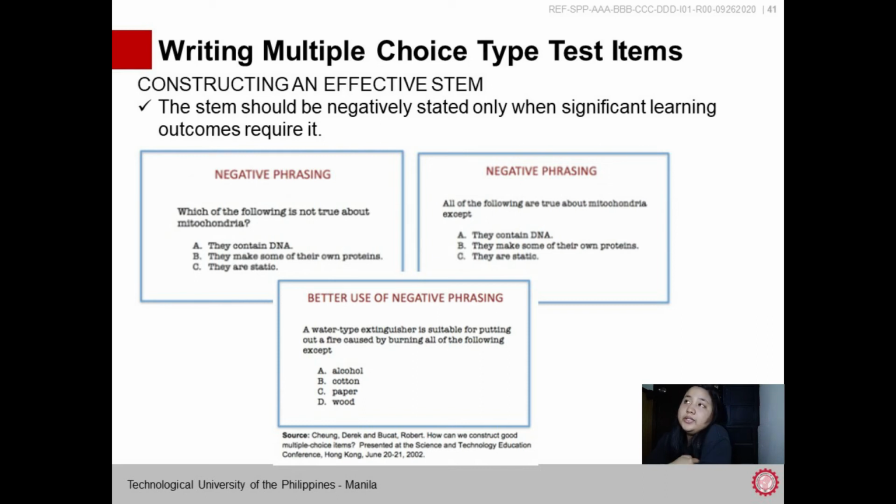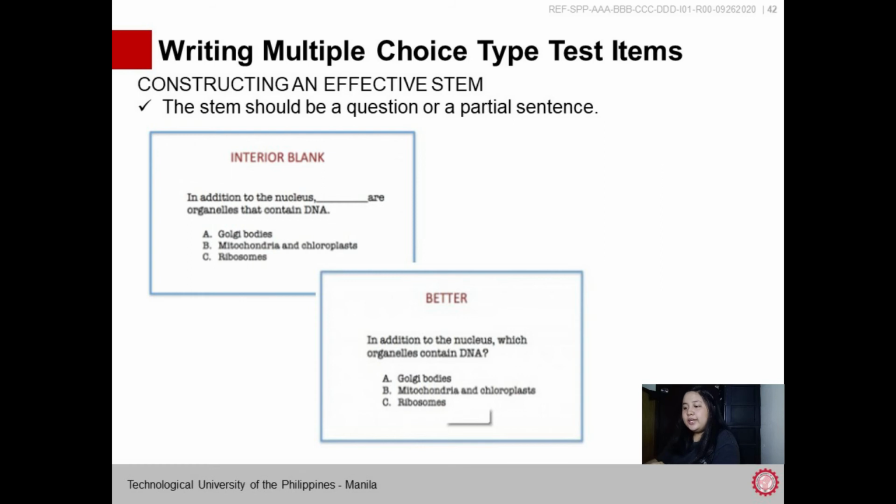Okay? So, sa paggawa ng negative phrasing, laging tatandaan na kailangan yung constructed stem mo is concrete siya or may ma-identify agad ang test takers or ang examinee kung ano yung hinahanap mo. Kasi, naka-emphasize na doon sa stem mo yung negative phrase, which is yung except or not true. Okay?